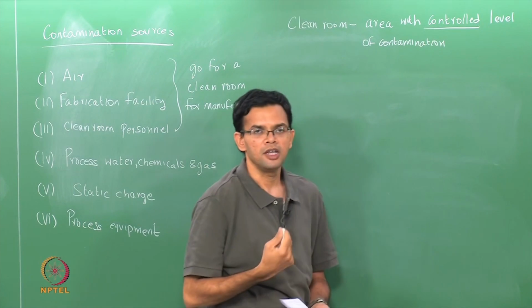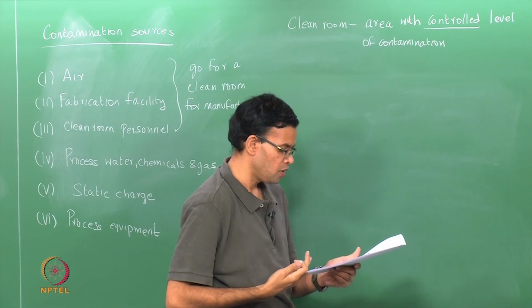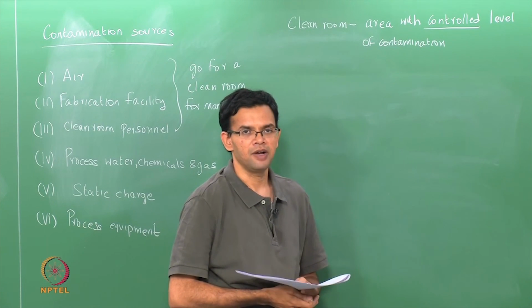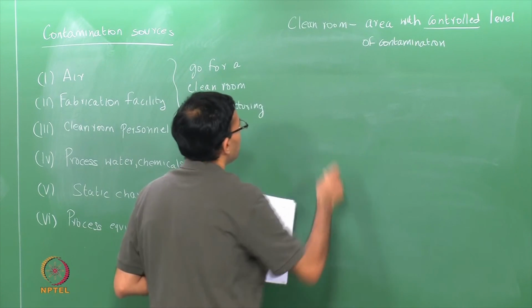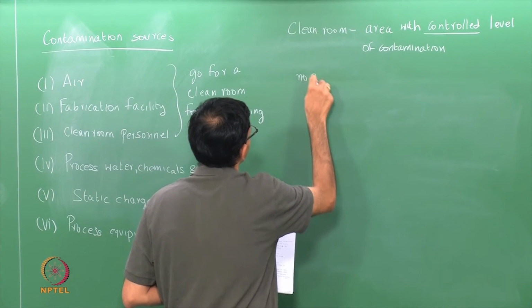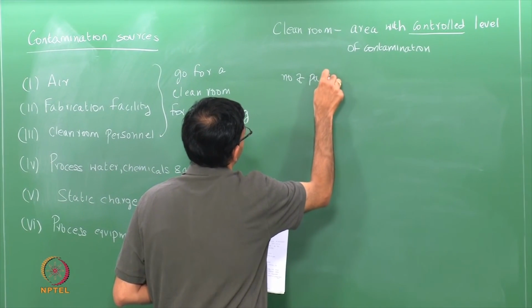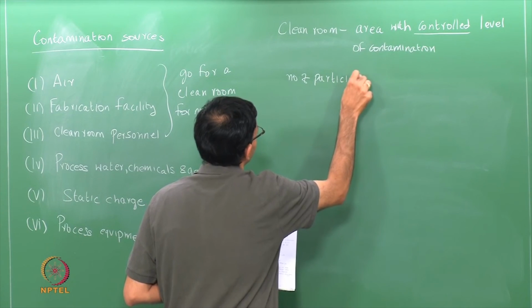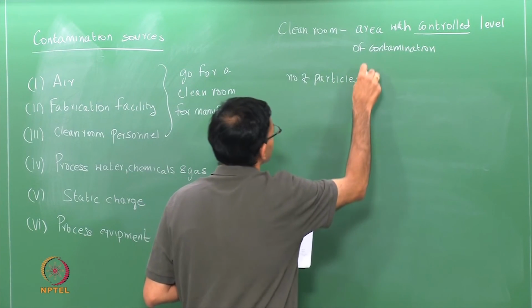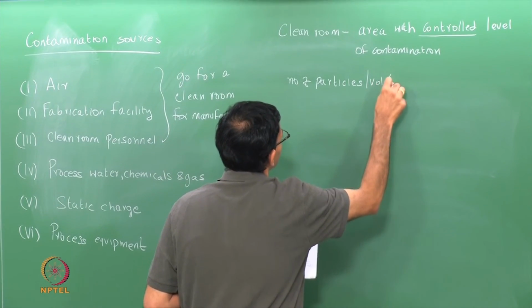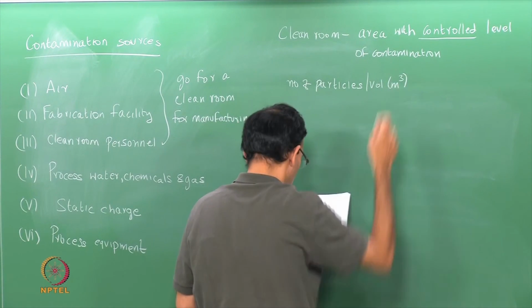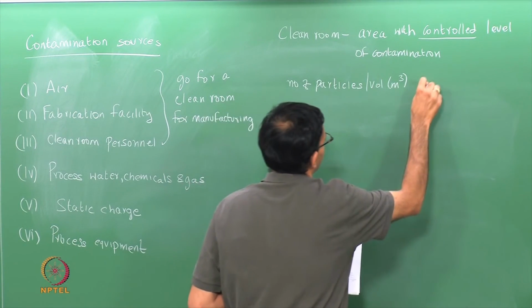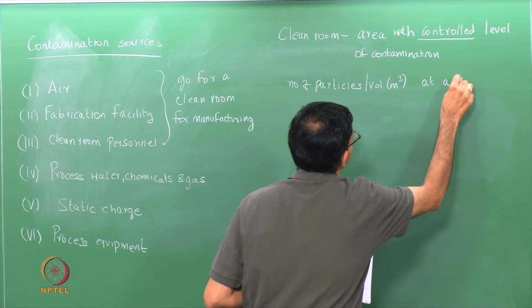The operative word here of course is controlled. So this is usually specified by telling the number of particles or number of contaminants per unit volume. So this could be meter cube or feet cube at a specific particle size.